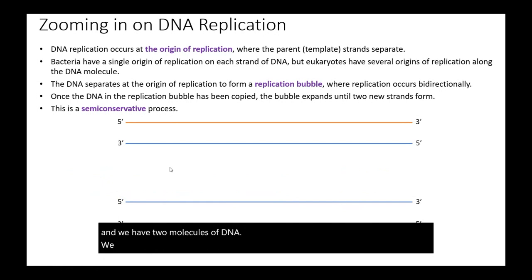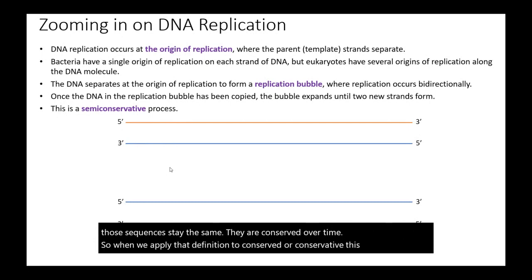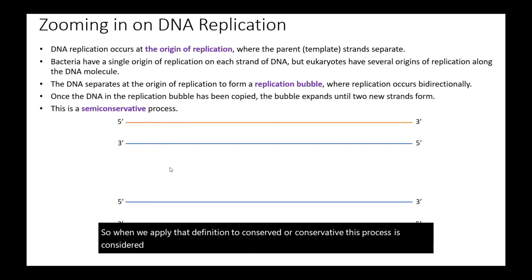We say this process is semi-conservative. In the biology world, conservative means it's the same. For instance, a lot of genes that we have now in humans, generations of humans have had because they are critical for our survival. So those sequences stay the same. They are conserved over time. So when we apply that definition to conserved or conservative, this process is considered semi-conservative.